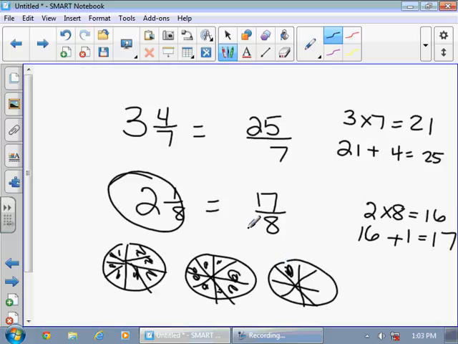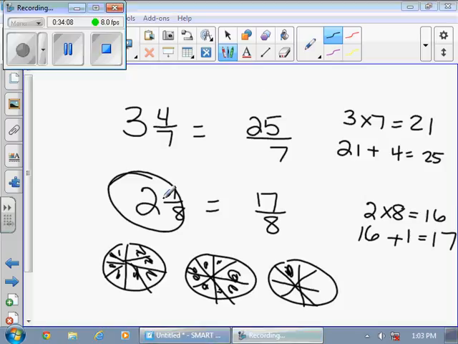Okay? And all the pies were cut in 8 pieces. So if you visually have to draw it, visually draw it. There's nothing wrong with visually drawing it until you get the concept of where you're going. Nothing wrong with that. Okay? Alright. Here is your classwork.